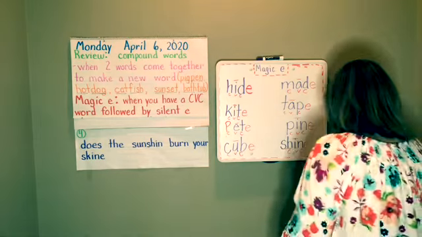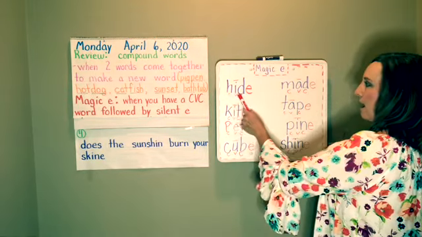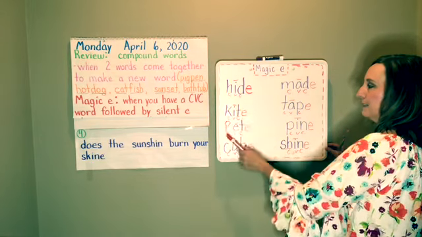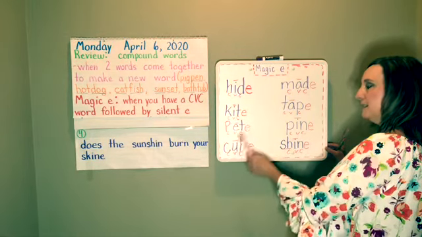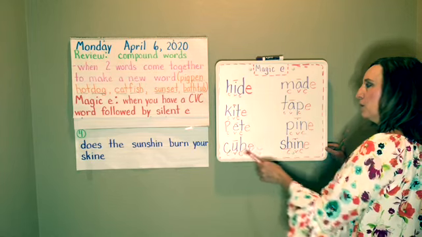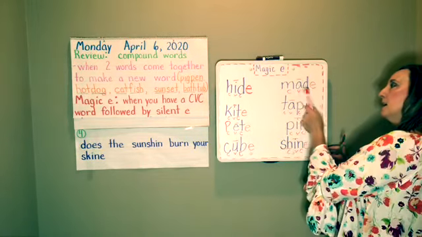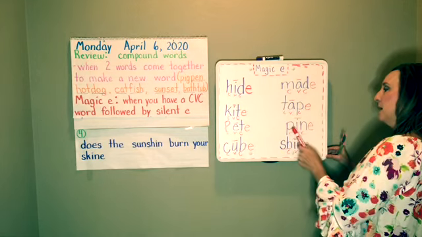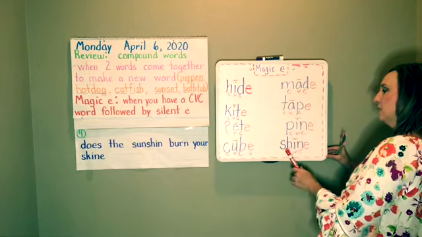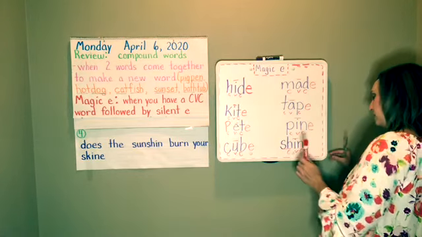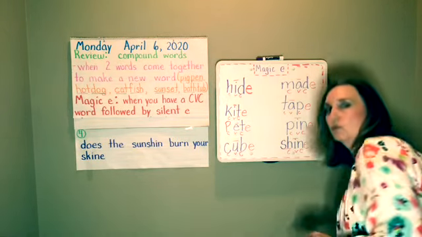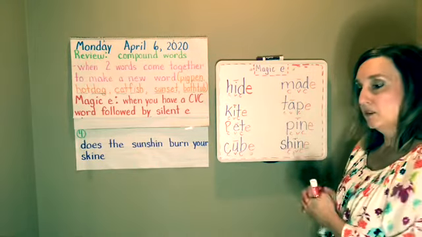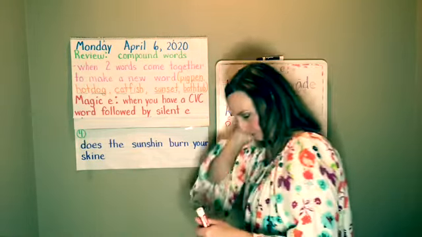I want you to read those words with me really quickly. Hid, hide, kit, kite, pet, Pete, cub, cube, mad, made, ap, ape, tap, tape, pin, pine, shin, shine. Good job. When you're reading your stories this week, I want you to be looking for silent E words, and you might want to write those down, make a list of them.